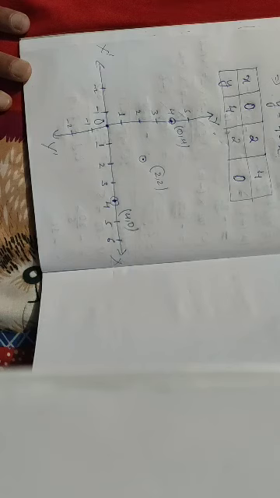Okay, so next, I will join these points using a scale. You use a scale, I'll do freehand. If you join them, you'll get a straight line. See, if you draw a graph, you'll get a straight line. That is why this type of equation is called a linear equation.